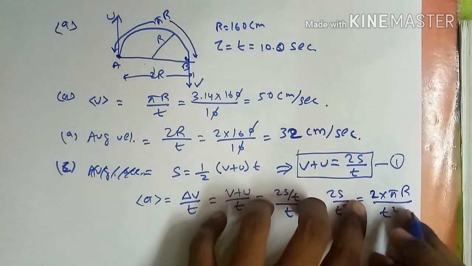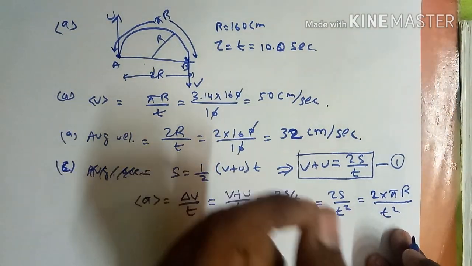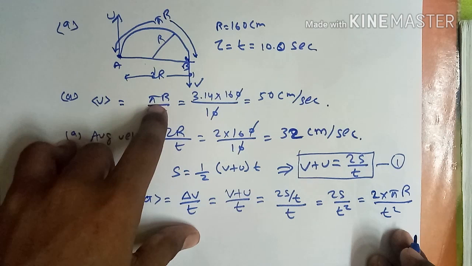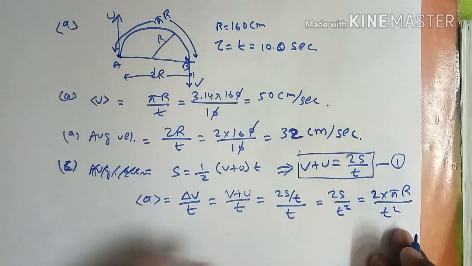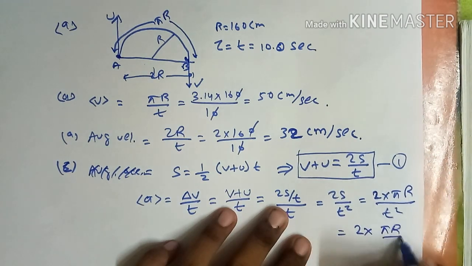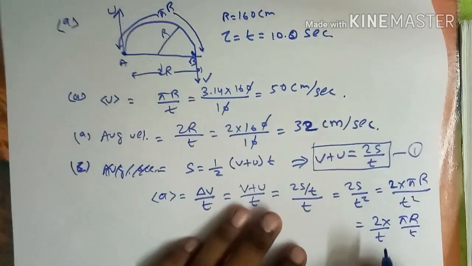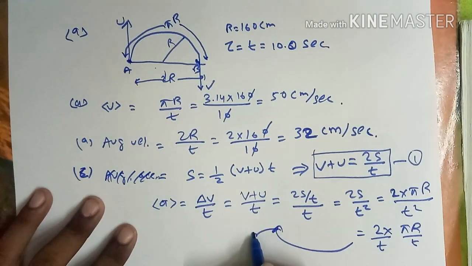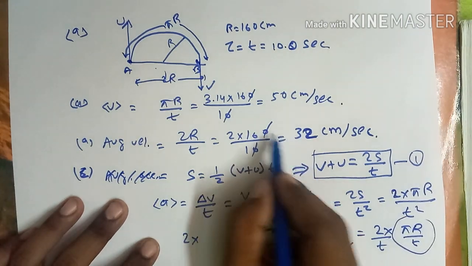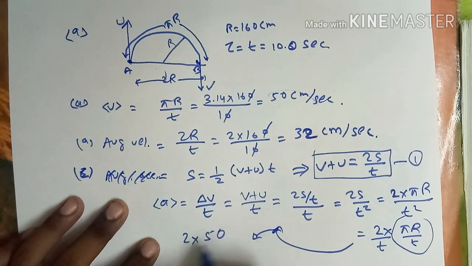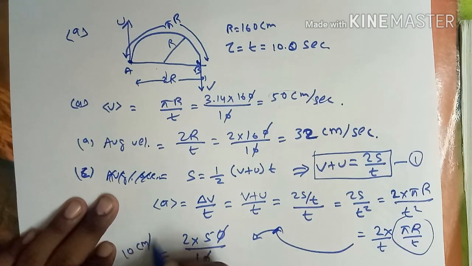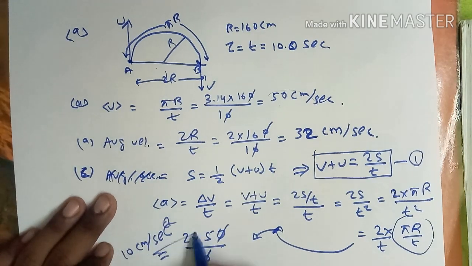Now see, 2 into pi r by t square. We have already calculated the value of pi r by t, which is 50 centimeter per second. So we can write 2 into pi r by t, divided by t. So 2 into 50 by 10, this and this cancel out, so the value comes out to be 10 centimeter per second square. And we have done.